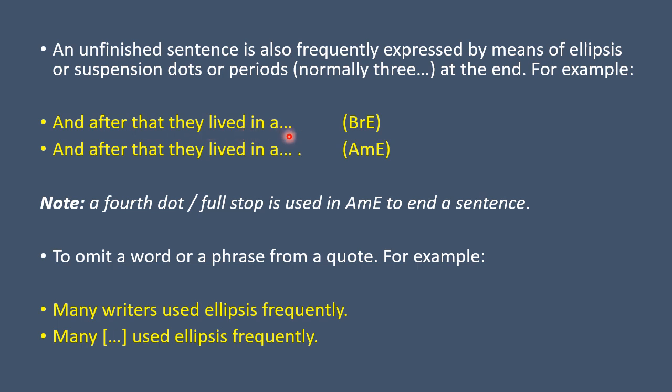Obviously this is incomplete, so we have 3 dots in British English, okay, and we have 3 dots in American English, but a 4th dot as well, as a full stop to completely stop a sentence, but we don't do it in British English. So these 3 dots mean that's the end of a sentence, but the story continues.